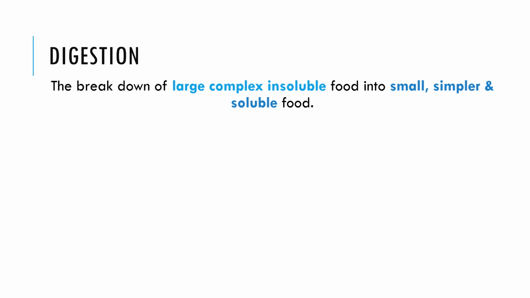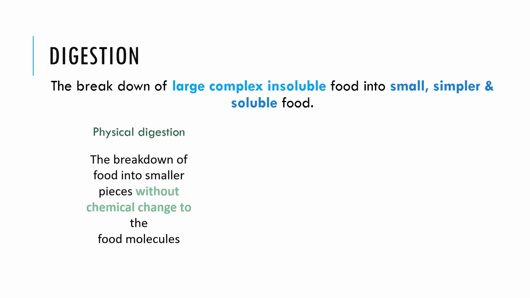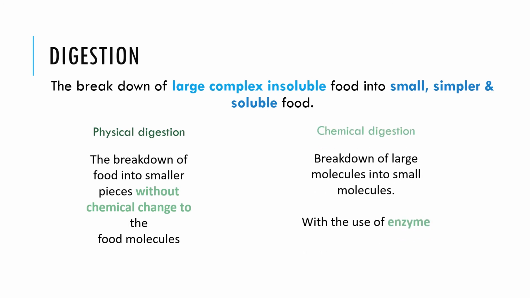Again, this is the meaning of digestion. You can read it in your own terms. You have to know though, you have two types of digestion. In physical digestion, there's no chemical change. The food that you eat is just broken down into smaller pieces. It doesn't change. Another type of digestion is chemical, where you use an enzyme.